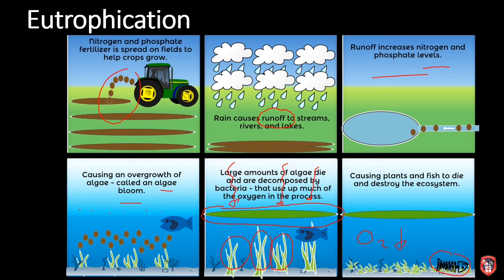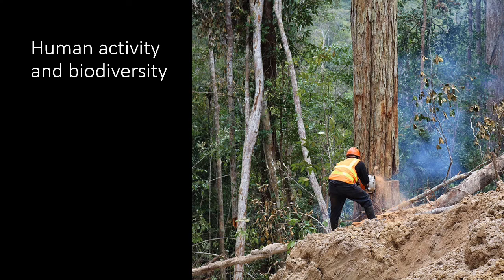So farmers have certain times when they should and should not be putting fertilizer on the field. Certainly they want to avoid any time when there's a lot of rain forecast. So that's eutrophication. That's one way in which we are killing off plants in the water, and also killing off animals in the water. And that, of course, is reducing the biodiversity of the water. What else affects biodiversity? Well, again, there are a few obvious examples. If we chop down lots of trees, then of course we are chopping down lots of habitats.